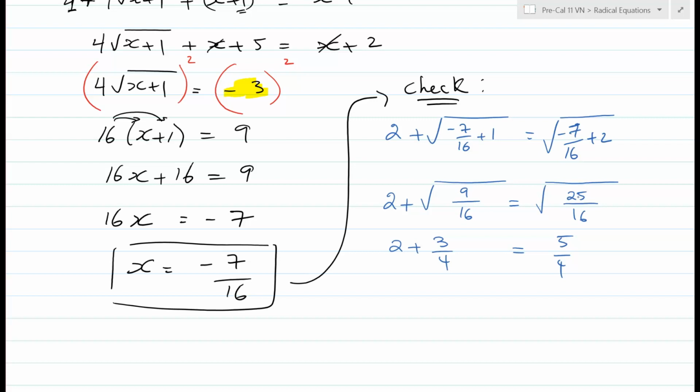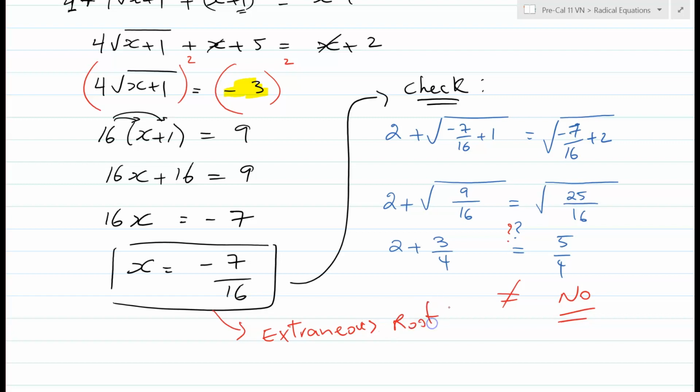So here it is. Is this true? That's what you're checking. Is that true? No, it is not true. 2 plus 3/4 is not equal to 5/4. That's not true. Therefore, we say this is an extraneous root.